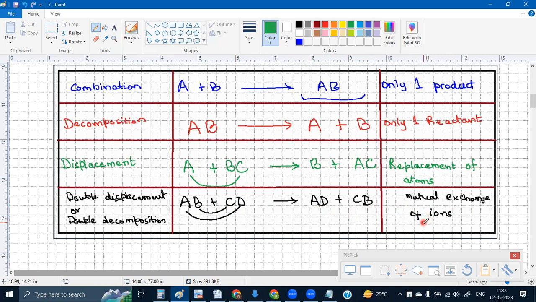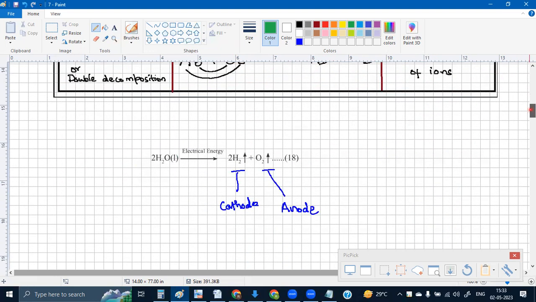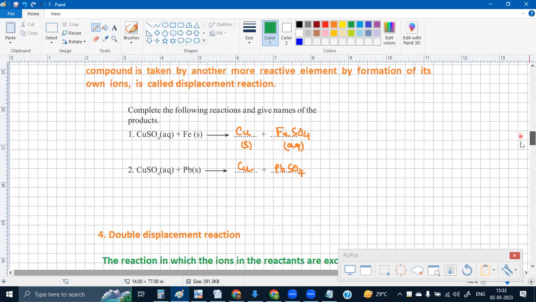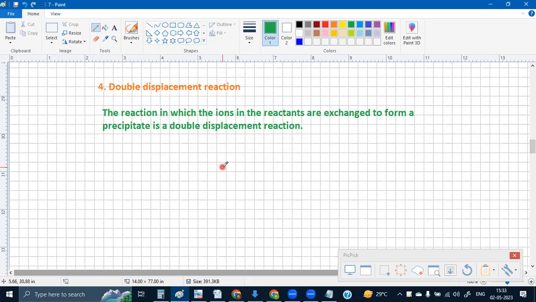In previous classes, I have given you the example of potassium iodide with lead nitrate. So that reaction also we are going to write down. We will write down the definition of double displacement or double decomposition reaction. It's also a precipitation reaction because an insoluble substance is produced in it. The reaction in which the ions in the reactants are exchanged to form a precipitate is a double decomposition reaction.